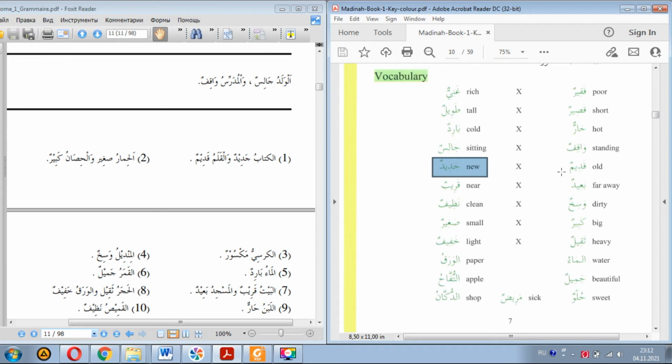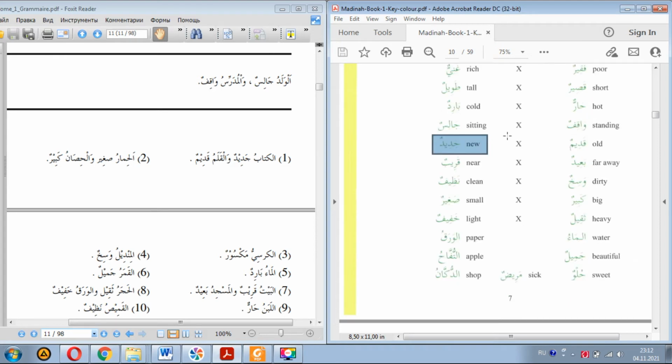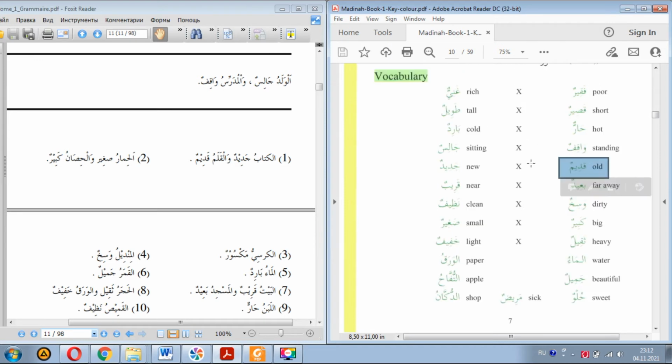SubhanAllah, I can find it. Old. Here it is. SubhanAllah. Here it says that new and therefore old. Sitting, standing. So the meaning is the opposite. الكتاب جديد والقلم قديم. The book is new, the pen is old. الحمار صغير والحصان كبير.